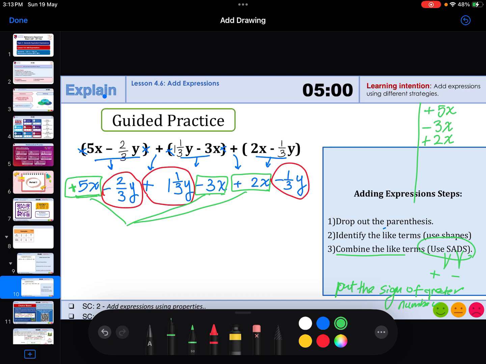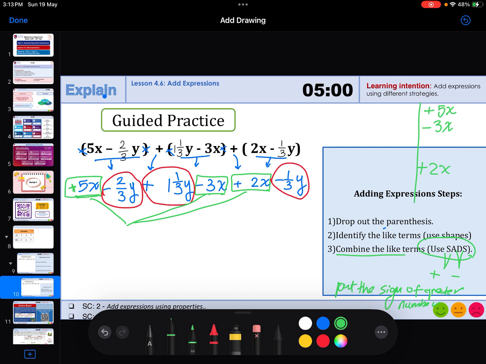Try to combine them each two together, and then the answer of the first two, combine it with the third one, okay? So I'll just take the positive 2x and add it after I finish these, okay? So I'm just gonna add it afterwards, just to make sure that I will add correctly.